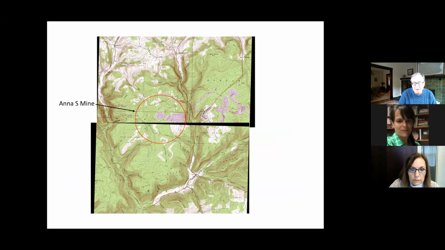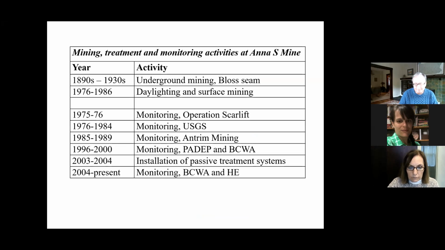This area has been mined for the Bloss seam and other coal seams. This is about the northernmost extent of coal mining activity in Tioga County and in the northern tier of Pennsylvania. And here's a USGS map. You can see the old spoil sites, and you can see where the Anna S mine is. This is on the western side of State Route 287, which goes from Morris up to Wellsboro. And the mining on the right, in the eastern side, is associated with the town of Antrim, where there's a lot of mine drainage as well.